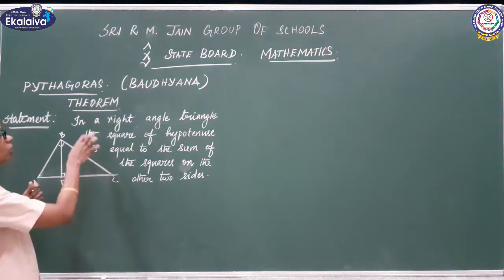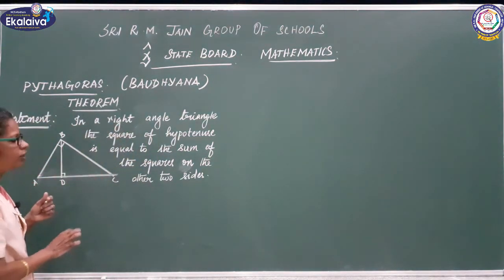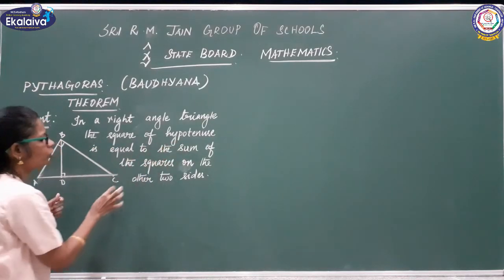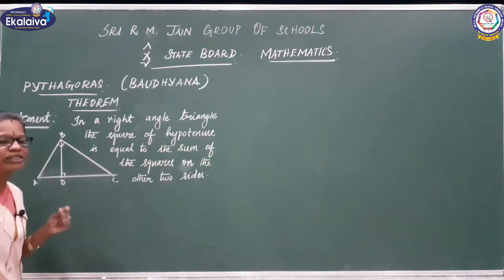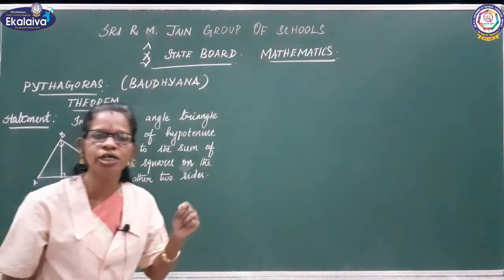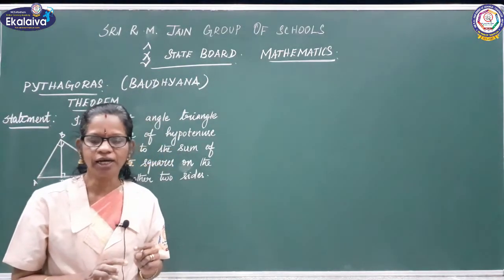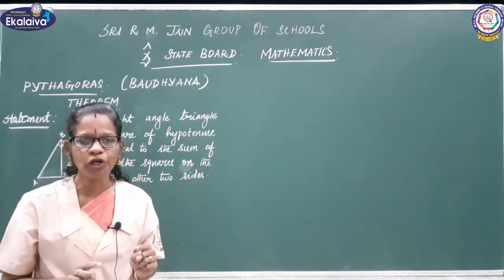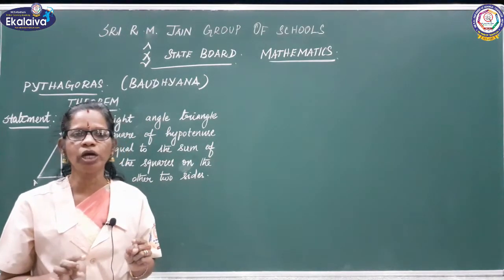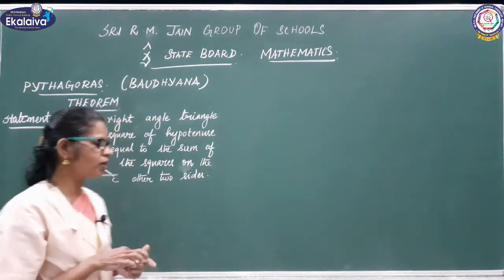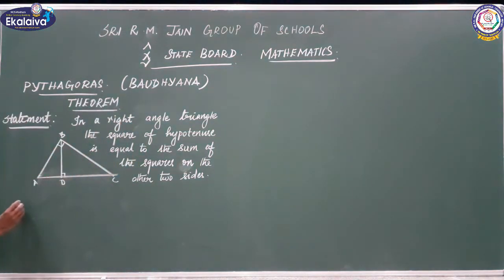right? Now you see, in a right angle triangle, the square of the hypotenuse is equal to the sum of the square of the other two sides. What Pythagoras says, in a right triangle, the square of the hypotenuse equals the sum of the square of the other two sides, right? Given proof we are going to do, right?